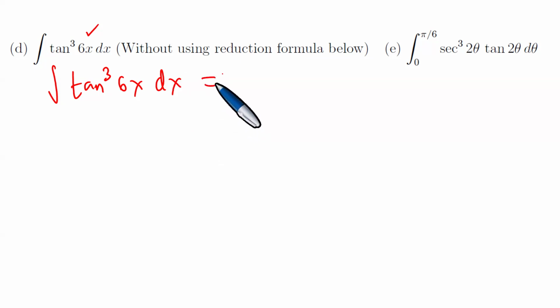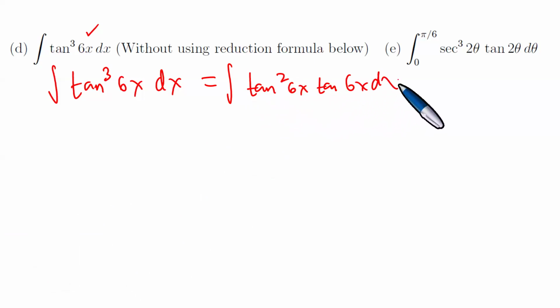So first things first, this can be seen as the integral of the tangent squared of 6x, the tangent of 6x dx. Meaning we have the integral of, what is the tangent squared?